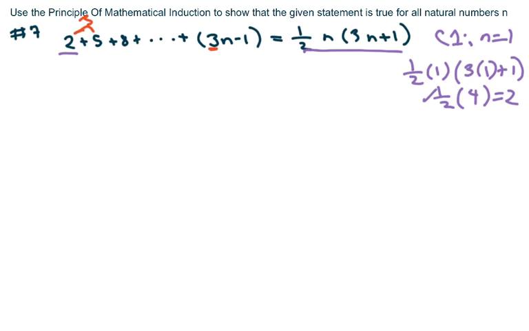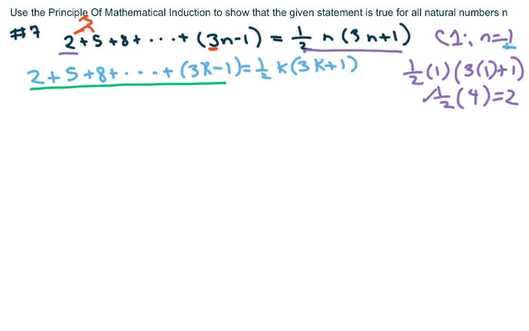Now for condition 2, use an if-then statement. If this statement is true for some k, like our k being, say, 1, so we're going to go ahead and write this with a k. Then it should equal that. So if it's true for some natural k, then it should be also true for the next natural number, k plus 1, which is basically the next term.